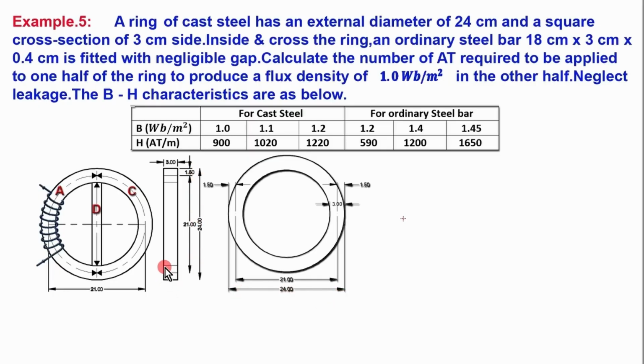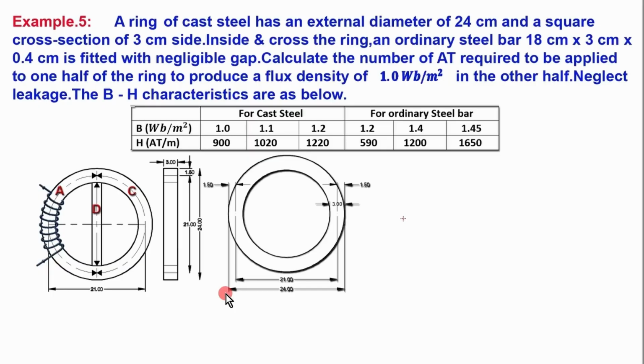In this question, a ring of cast steel has an external diameter of 24 centimeter, and a square cross section of 3 centimeter side. Inside and across the ring, an ordinary steel bar 18 centimeter length, 3 centimeter width and 0.4 centimeter thickness is fitted with negligible gap. We have to calculate the number of ampere turns required to be applied to one half of the ring so as to produce a flux density of 1.0 Weber per meter square in the other half. We can neglect leakage. The BH characteristics are given below. For cast steel, it is like this. For the ordinary steel bar inside the ring, it is like this.